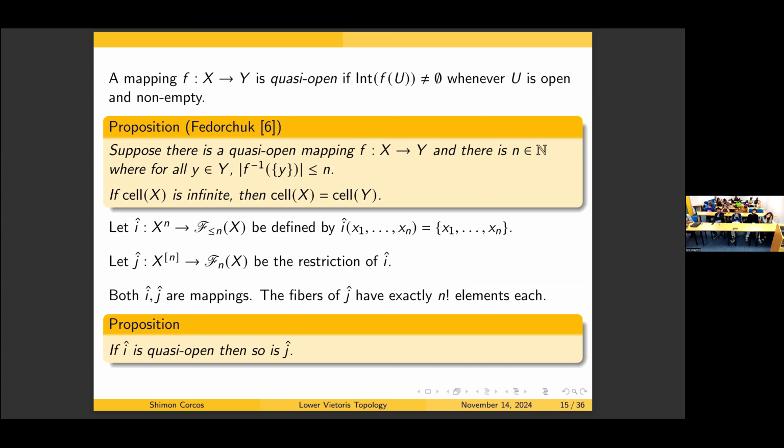We won't describe specifically when I hat is quasi-open, because we can easily show that if I hat is quasi-open, then so is J hat. And we want to find conditions under which J hat is quasi-open.